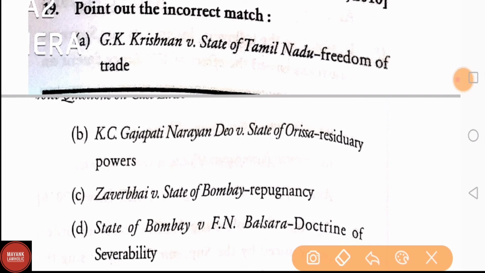A. G.K. Krishnan versus State of Tamil Nadu, Freedom of Trade. Correct. B. K.C. Gajapati Narayan Deo versus State of Orissa, Residuary Powers. No. C. Zaverbhai versus State of Bombay, Repugnancy. Right. D. State of Bombay versus F.N. Balsara, Doctrine of Severability. Right. So the incorrect answer asked in this question is option B. K.C. Gajapati Narayan Deo versus State of Orissa.